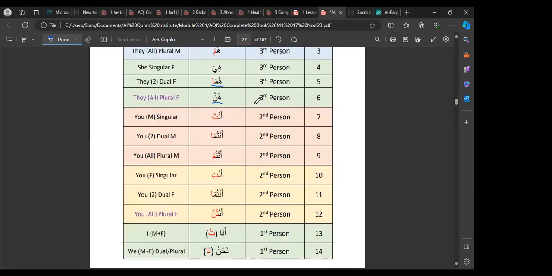Then we have, if you're talking to a female, anti. If you're talking to 2 females, antuma. So antuma and antuma are the same, as you can see. So the dual form for male and feminine are the same. And if you're talking to a group of females, you will say antunna.